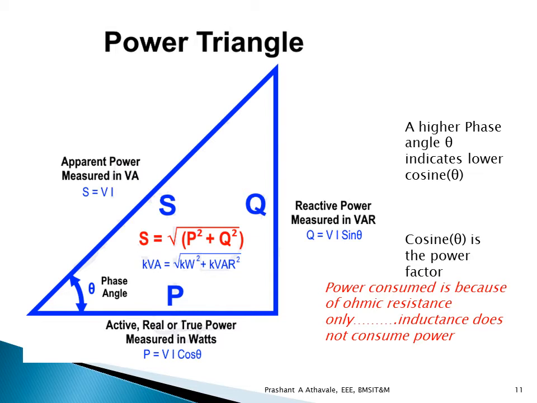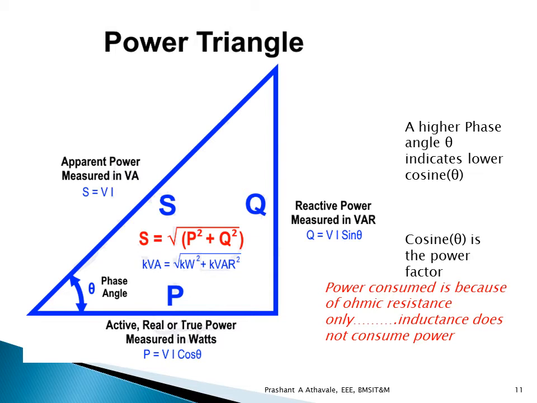Now the vector sum of these two is the apparent power. The formula is also given over there: S is equal to under root P square plus Q square. So if you know these formulas and the relation between each of them, then you will be able to determine any one of the values given the other two. This is called the power triangle, so you practice this also.